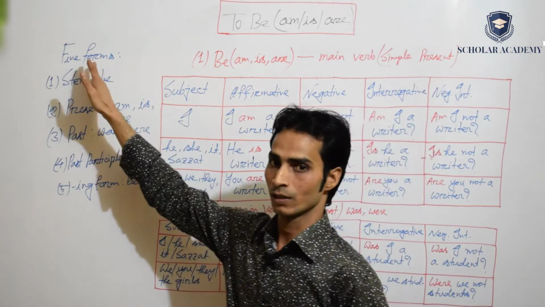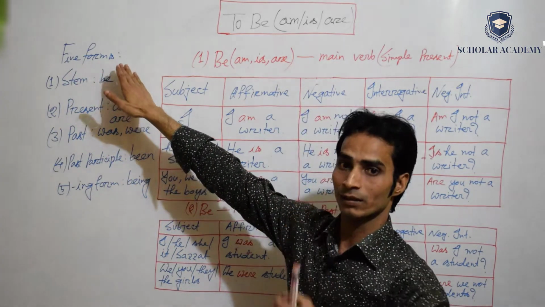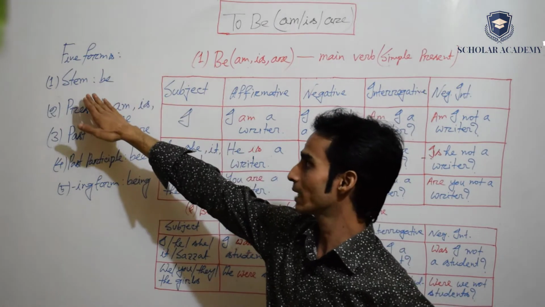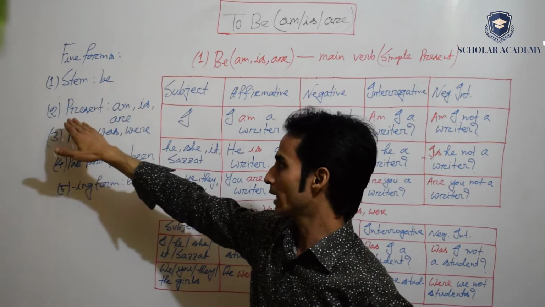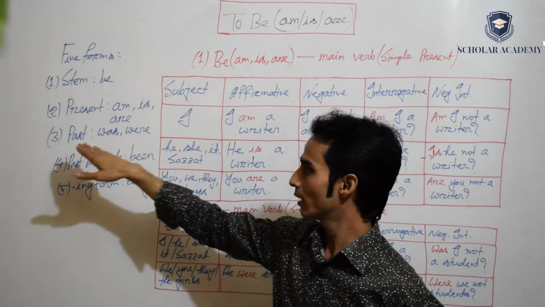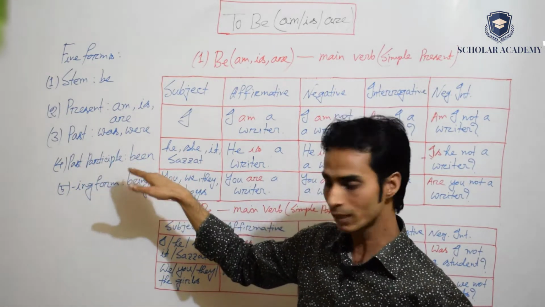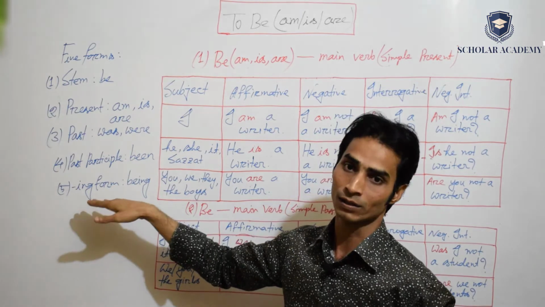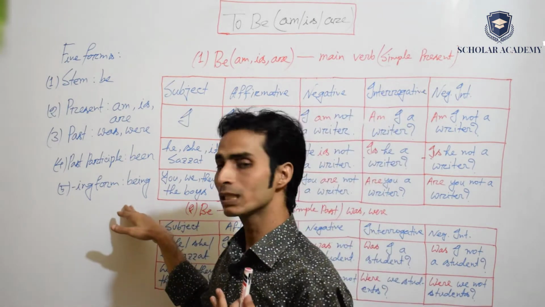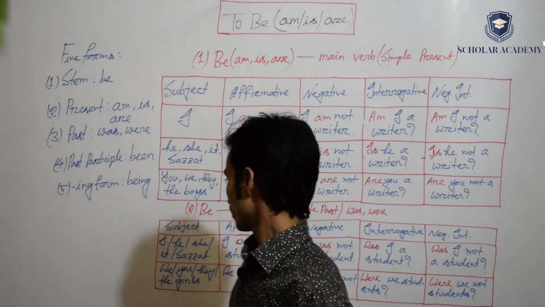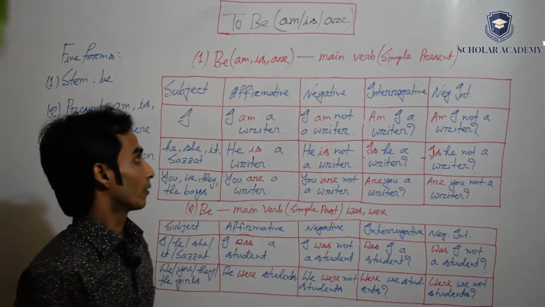So first of all, to be verbs. There are 5 forms of to be verbs. The stem of to be is be, the present form of to be is am, is, are, the past form of to be is was, were, the past participle of to be is been, and the ing form or present participle of to be is being.